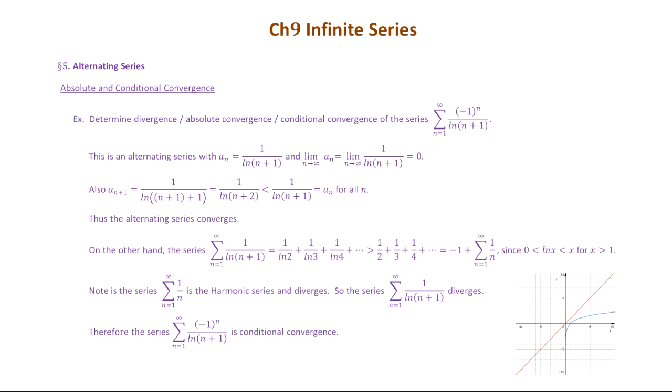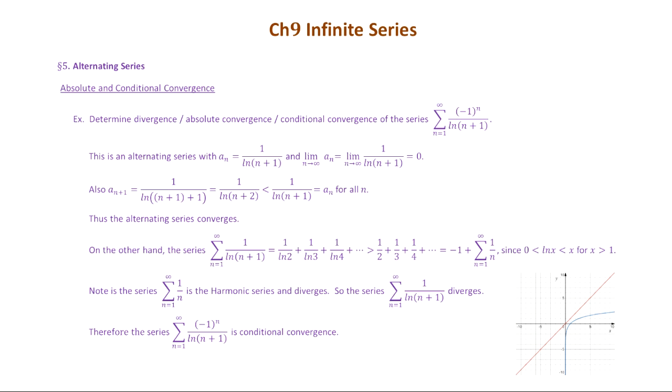Okay. Let's do one more example. This time we also get an alternating series, (-1)^n over ln(n+1). Again we come back to the alternating series, and the magnitude is just 1 over ln(n+1). So obviously the limit of a_n, the limit of 1 over ln(n+1), is 0 as n approaches infinity. That's no problem. The natural log function just blows up as n approaches infinity, so the denominator blows up and the limit is 0.